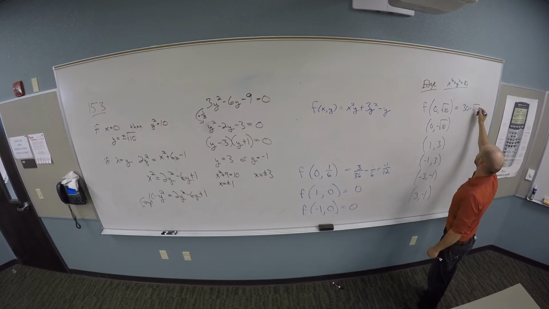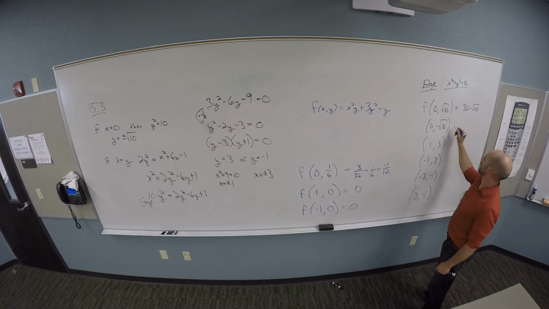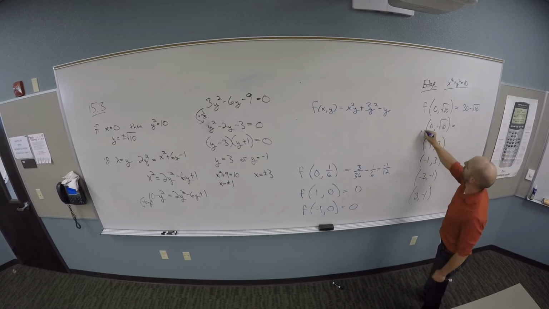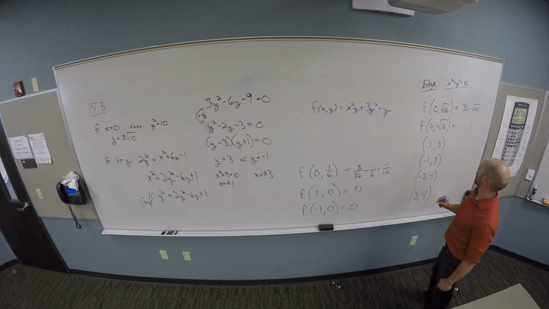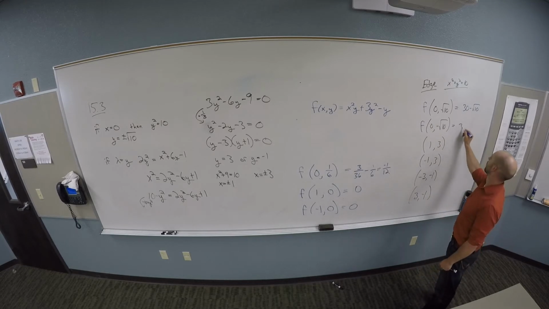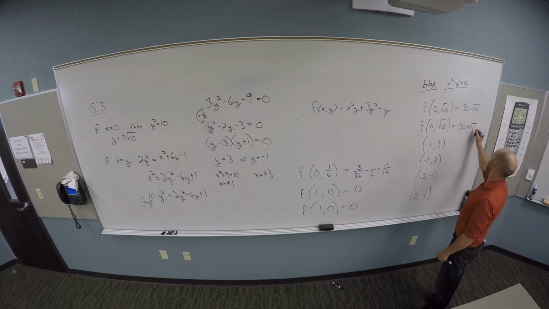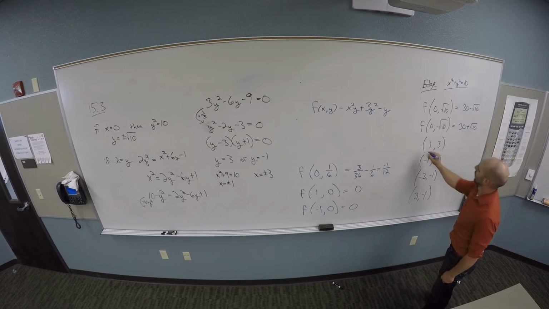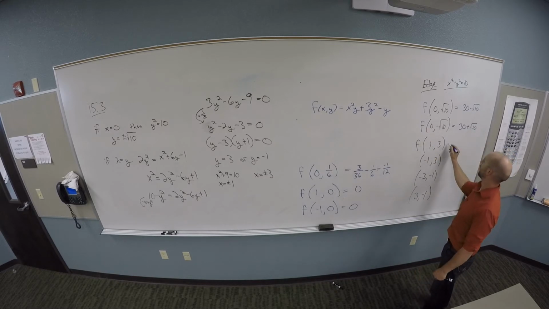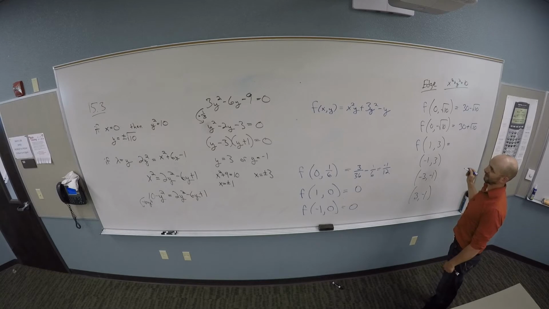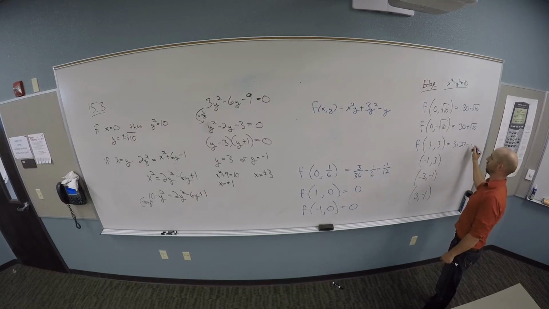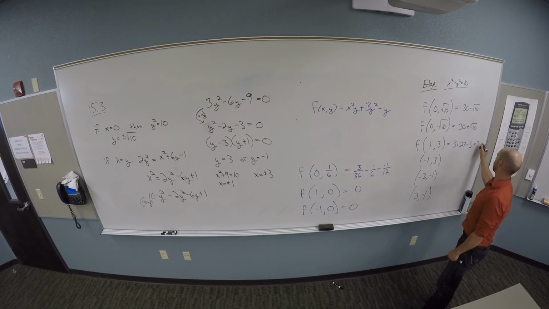Okay, so f of (0, square root of 10) is 30 minus square root of 10. Ew. Okay, f of (0, minus square root of 10) is 30 plus square root of 10. That's probably it. f of (1, 3) is 3 plus 27, 27 minus 3 is 27.